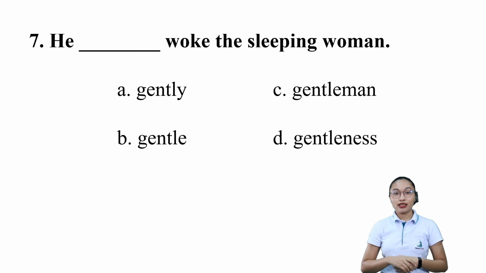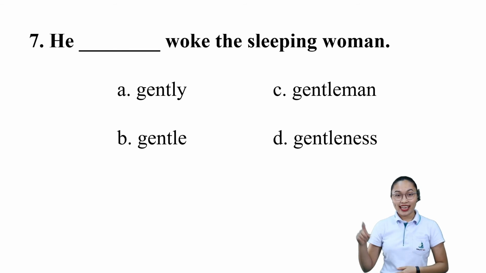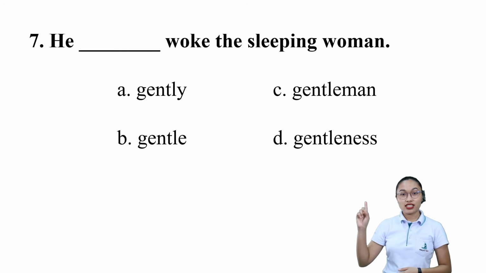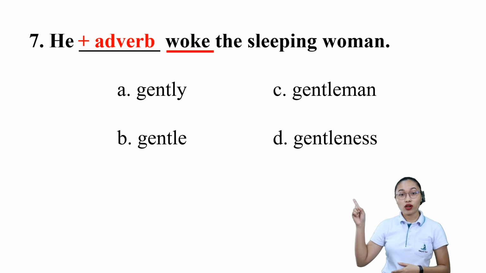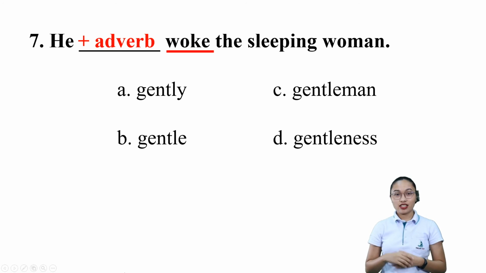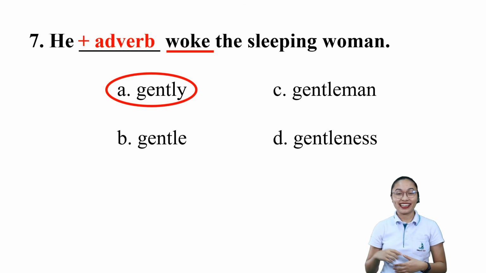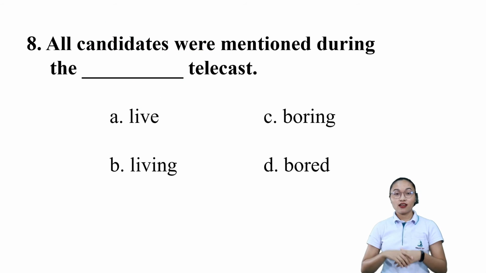Number 7. He blank woke the sleeping woman. A. Gently. B. Gentle. C. Gentleman. Or D. Gentleness. The word after the blank is woke. This is the past tense of the verb wake. Adverbs, as we all know, describe how the action is done, and this is what we need in this sentence. What suffix is usually added to the word to make it an adverb? Yes, it is ly. Therefore, the answer is A. Gently.